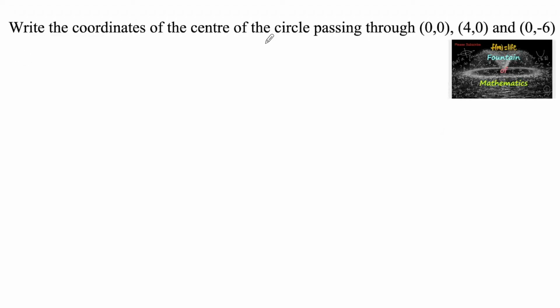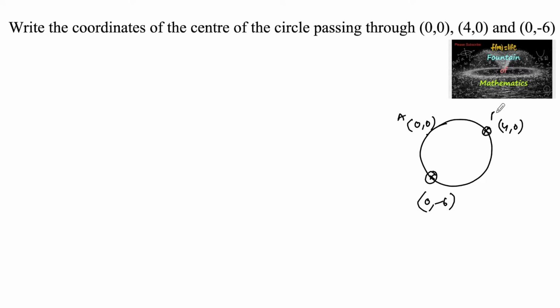Write the coordinates of the center of the circle passing through 0, 0, 4, 0 and 0, minus 6. Consider a circle. So points are given: 0, 0, 4, 0 and 0, minus 6. These are the 3 points A, B and C. We need to find the center of the circle. Since we know that the distance from the center of the circle to any point on the circle is equal.